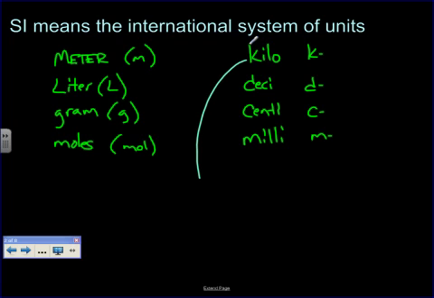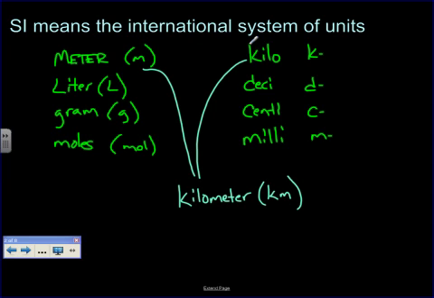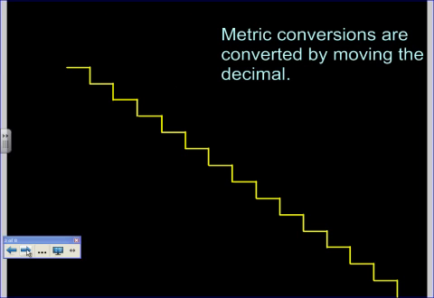So the way this works is that you take a prefix here from the right and add it to a base, and so that gives you a full unit. So we've got kilometer, that would be km. That basically means 1,000 meters. Anytime you add kilo in front of something, it means 1,000 of whatever it is. A kilogram is 1,000 grams. A kilomole would be 1,000 moles.